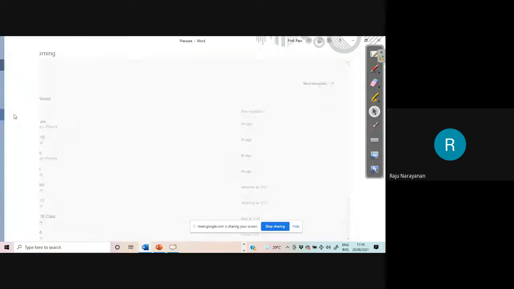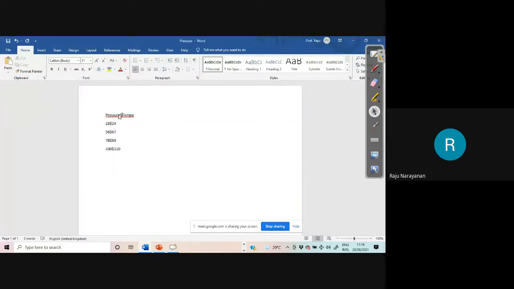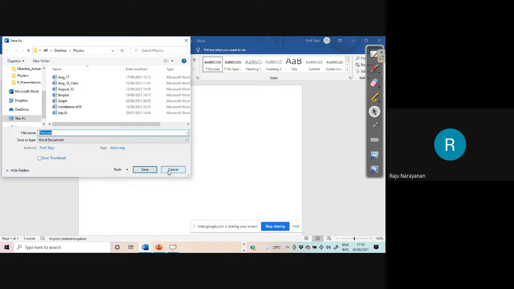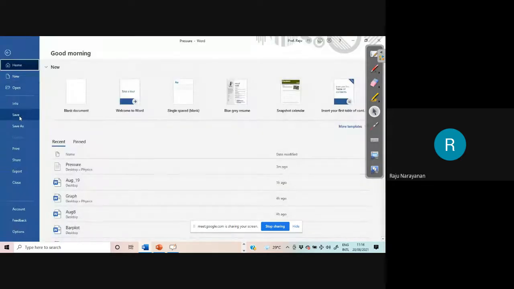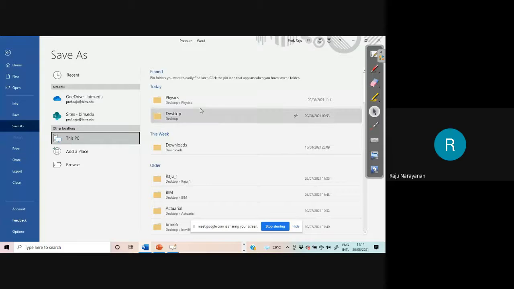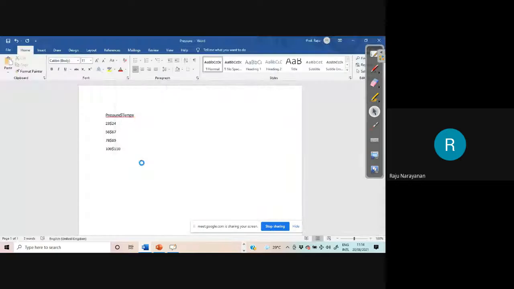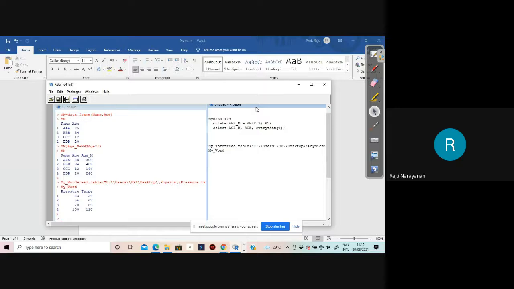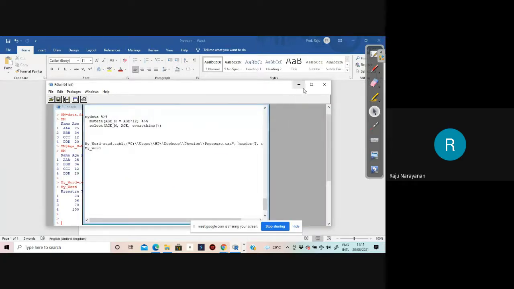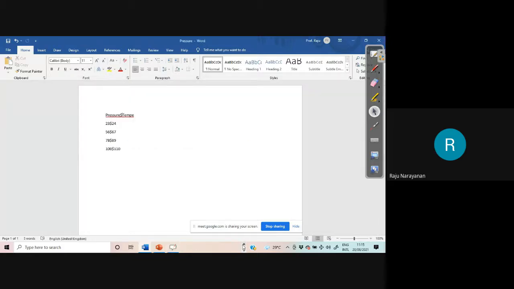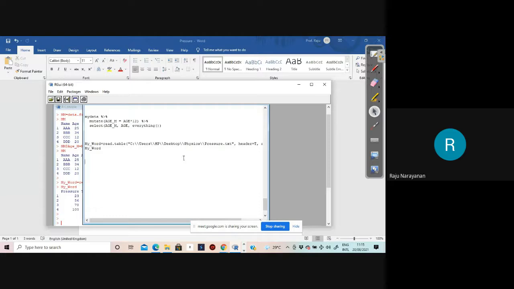File, save. File, save as, this PC, physics, plain text. Okay, save. Then I have to go to R. What is the change I have to make? The separator. This time the separator is dollar.